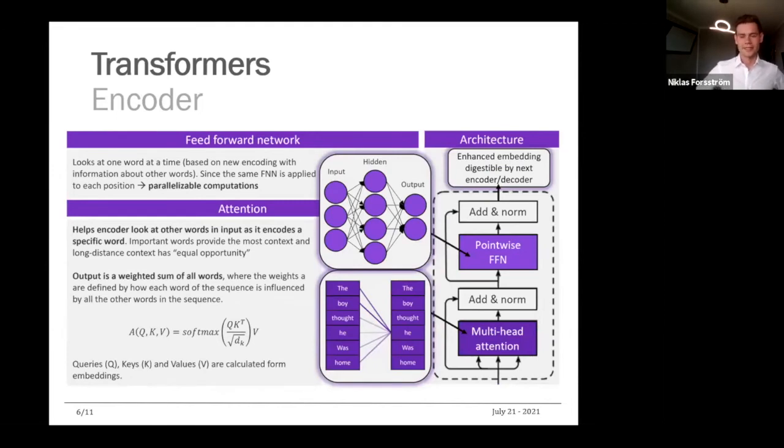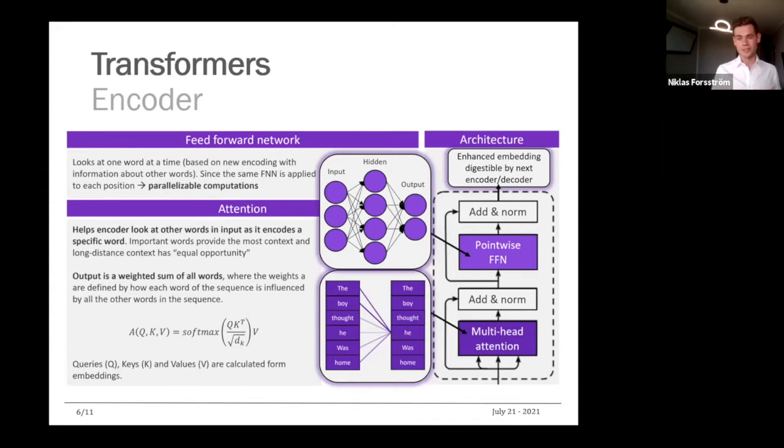Looking at the encoder on the right-hand side, we can see that it's mainly comprised of two components. First, an attention block, and then secondly, a neural network. We're going to start from the bottom, so we're going to consider the attention block first. The purpose of this attention block is to help the encoder look at other words in the input as it encodes the specific word that it has in mind right now. So for every word that flows through this attention block, you would consider the entire sentence in which it resides and use that to make a proper encoding.